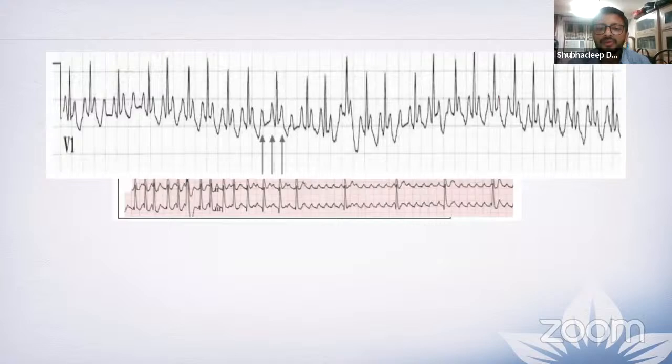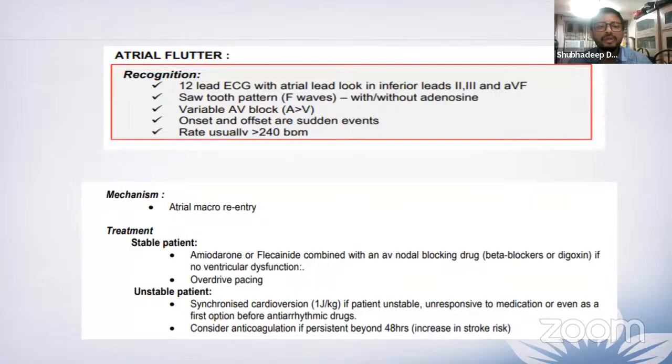And next, what is this? Here you can see, again, it's a narrow complex tachycardia, with a flutter-like, sawtooth-like baseline and multiple P waves. So this is probably atrial flutter. The sawtooth pattern can be unmasked with adenosine, but sometimes it can be just apparent. I'm not going into the different treatment details. I'm sure that in the last couple of days, you must have been taught about the treatment of atrial flutter.